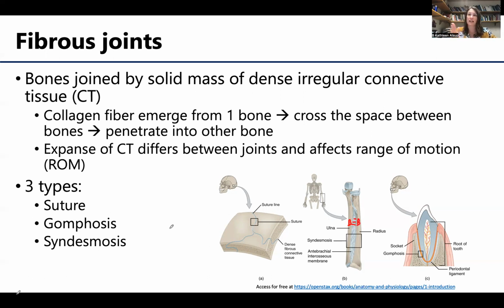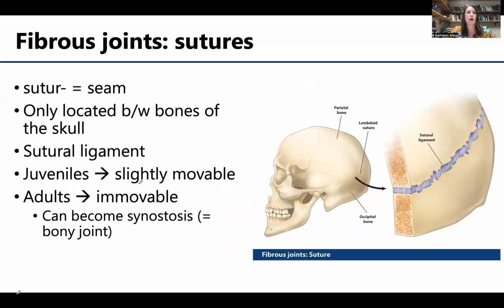Now, how much of that connective tissue is located between the joints will differ between the major types, and that will affect how much range of motion can occur. Sometimes there's no movement whatsoever in some of the fibrous joints, to a little bit more mobility, not quite as much as what you have in a synovial joint. So there are three major types, and we're going to talk about each one, starting with sutures.